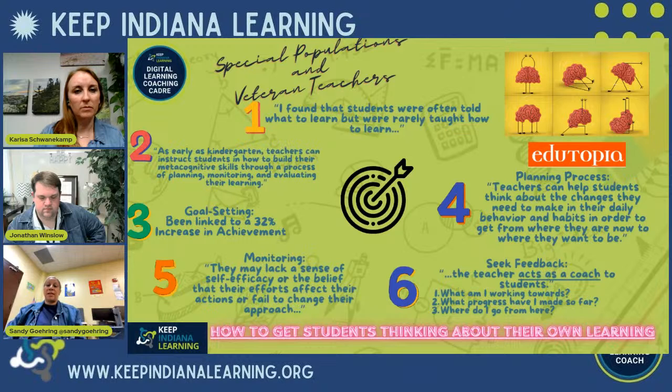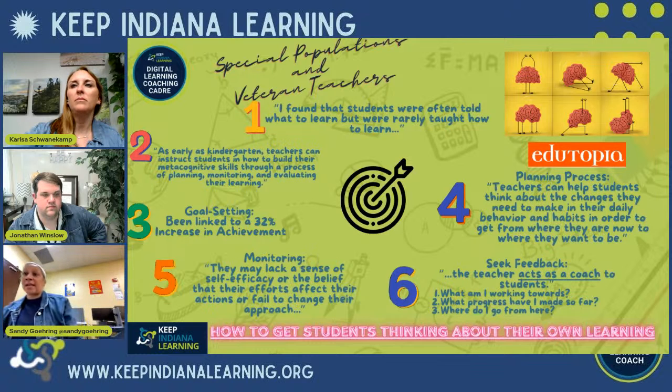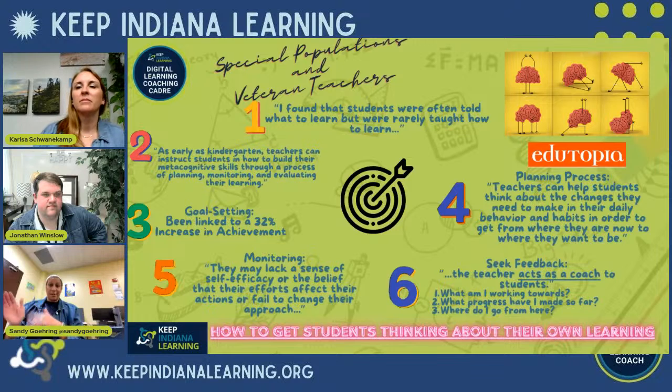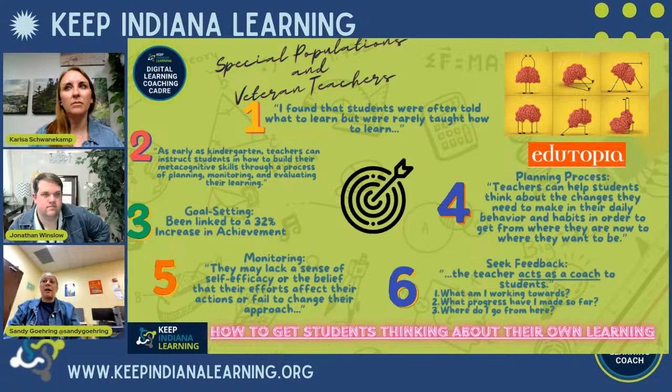And then looking at number 5, the monitoring, they may lack a sense of self-efficacy or the belief that their efforts affect their actions or fail to change their approach. So really having kiddos think about, how is your effort impacting your achievement? And again, I think the past couple of times that we've all been together, we've talked about celebrating, really making sure we celebrate the growth, not the mastery, but celebrate the growth. And then the last one is our role as teachers is to coach our students. It's not to tell, but it's to coach them.